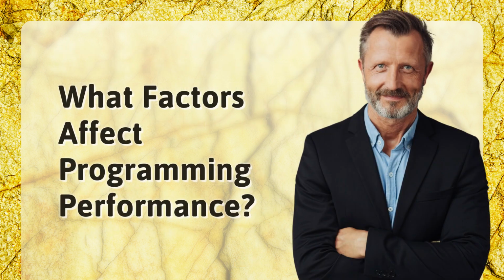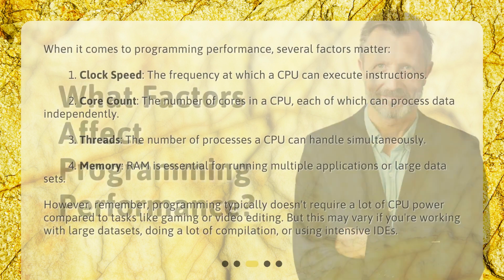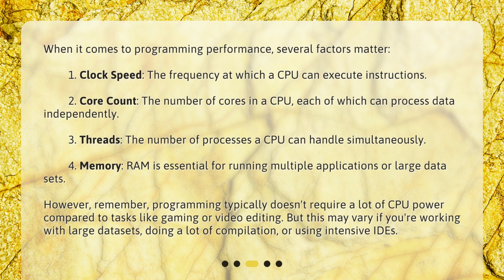What factors affect programming performance? When it comes to programming performance, several factors matter. 1. Clock speed, the frequency at which a CPU can execute instructions. 2. Core count, the number of cores in a CPU, each of which can process data independently. 3. Threads, the number of processes a CPU can handle simultaneously. 4. Memory, RAM is essential for running multiple applications or large datasets.